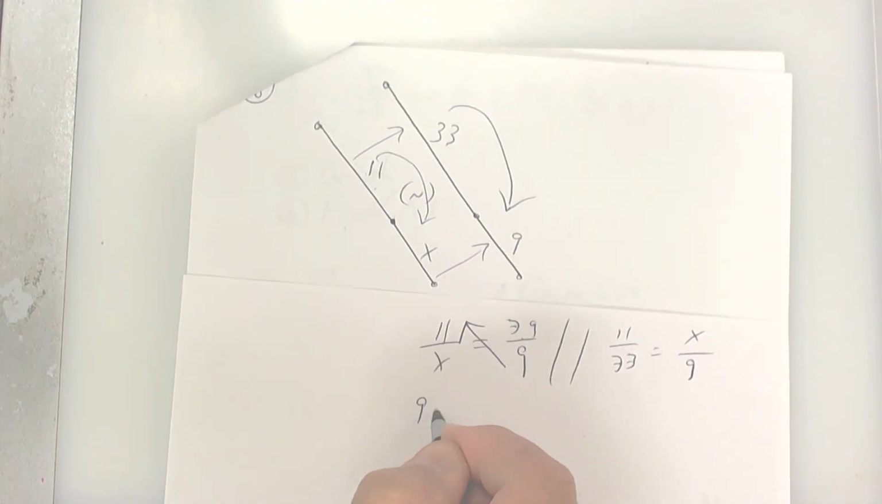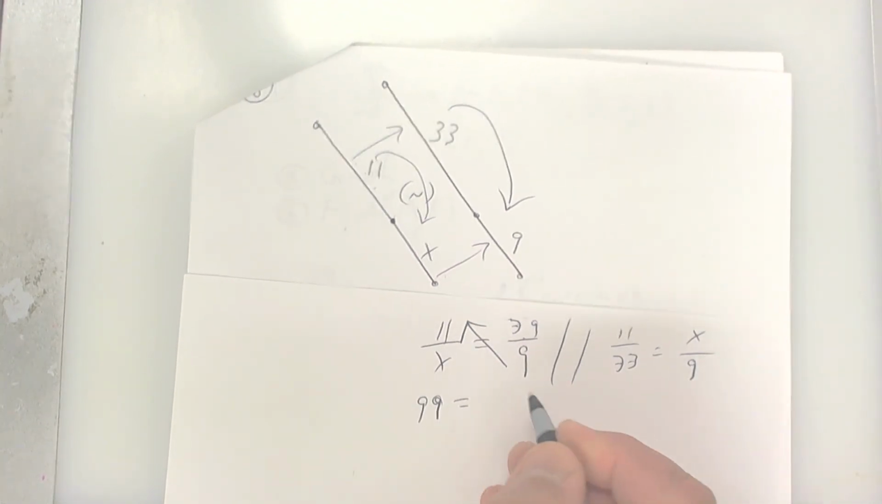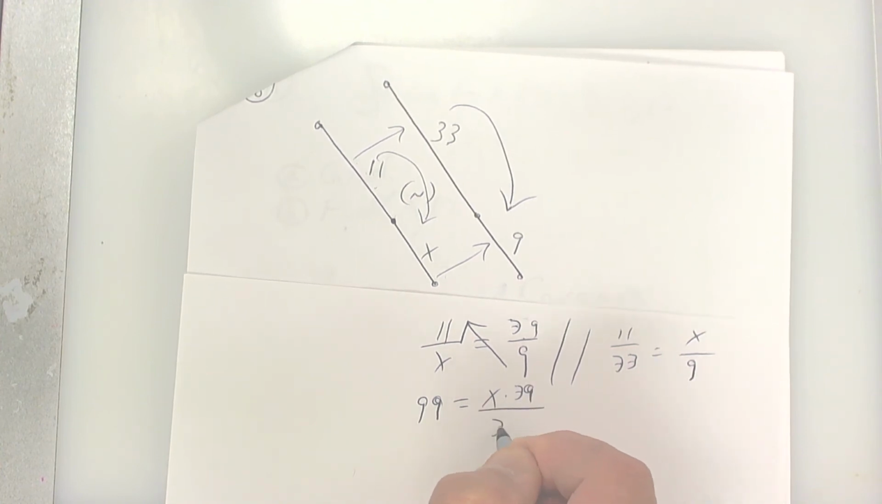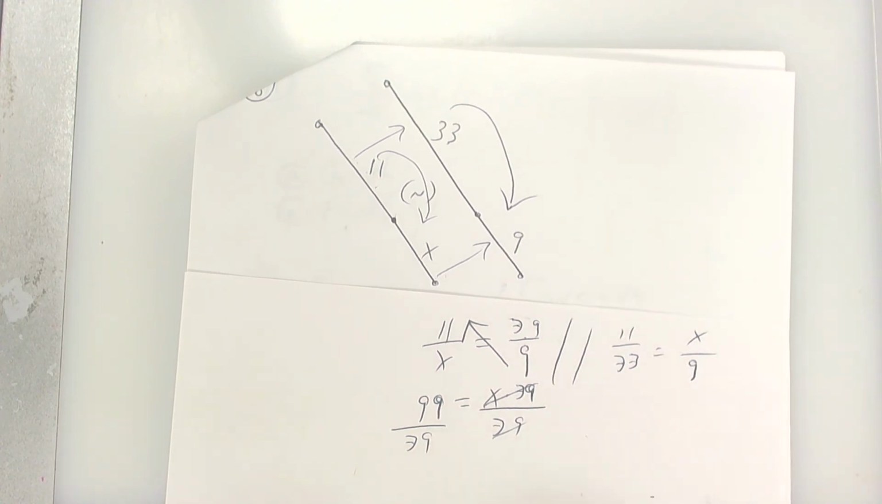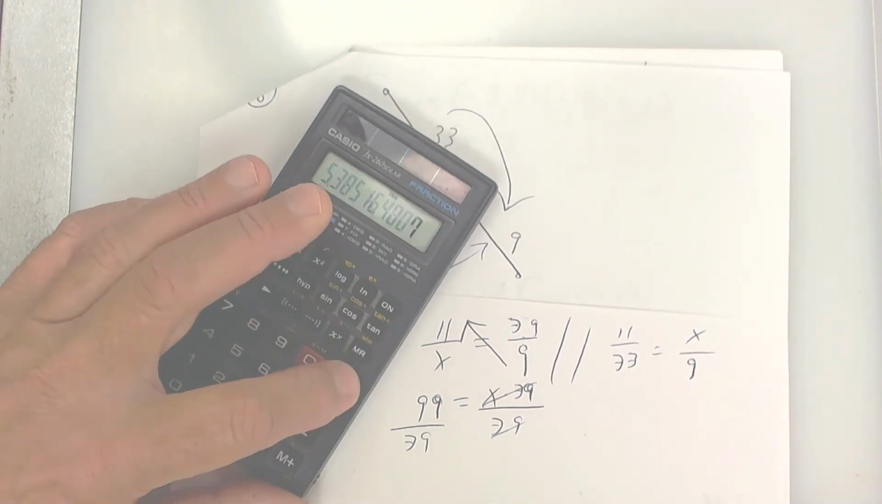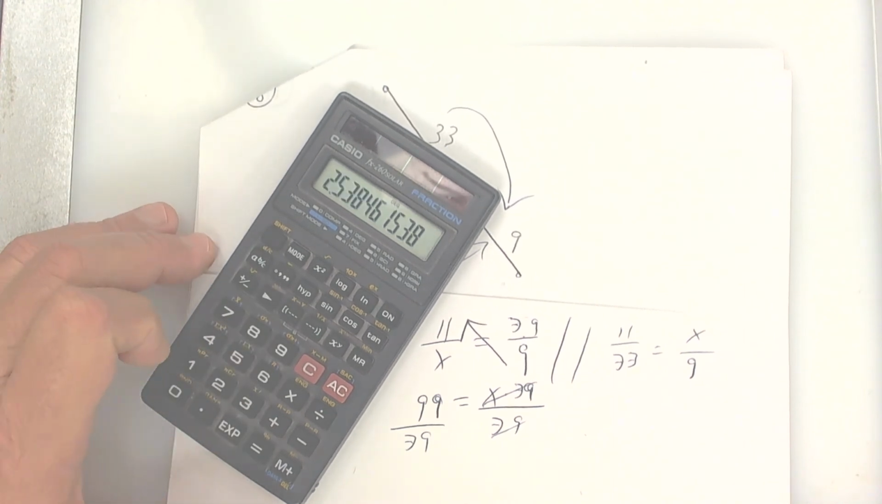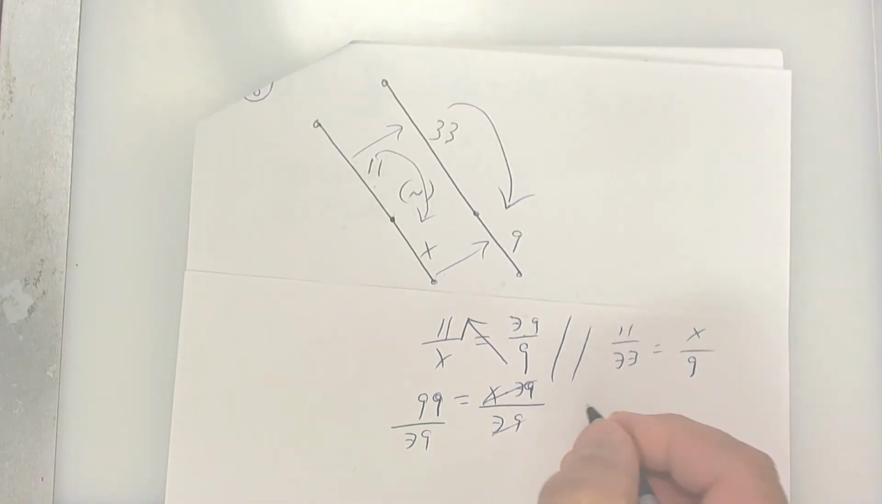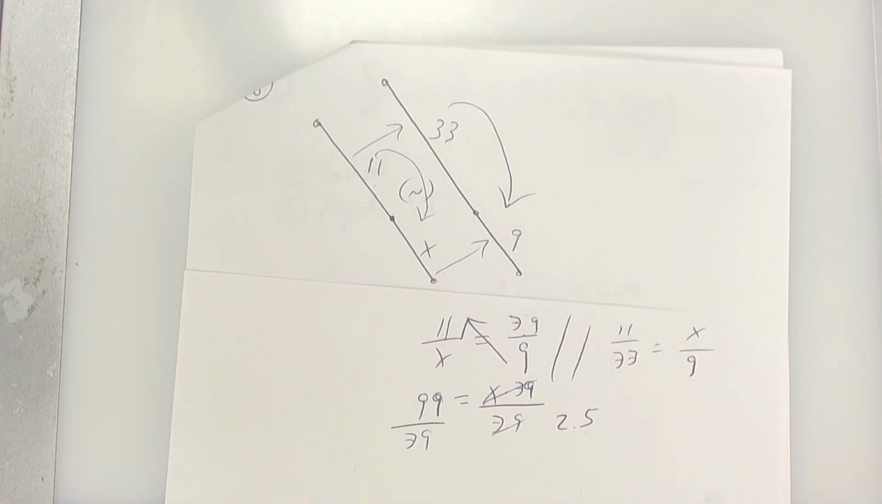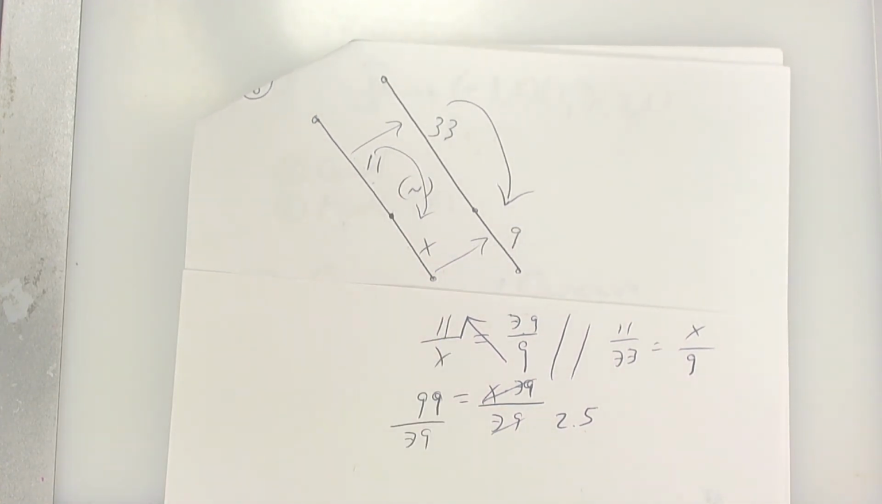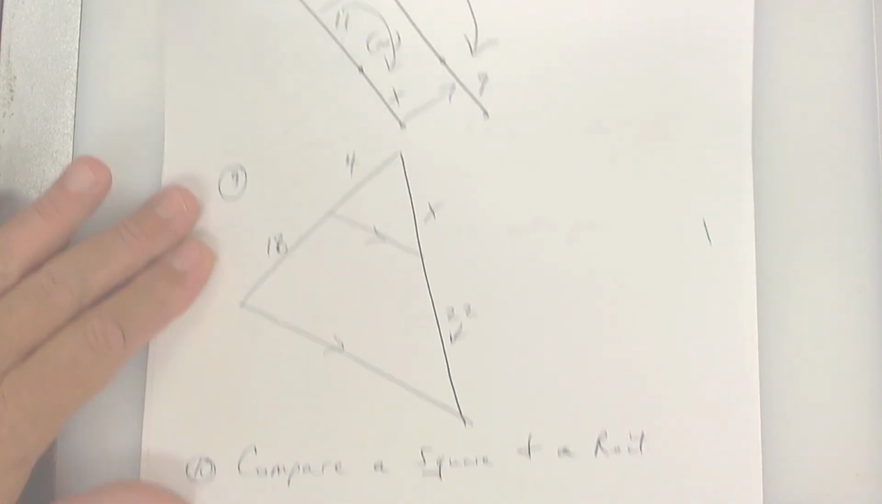So that's going to give you 99 is equal to X times 39. And then you're going to divide by 39. And when you do, you're going to get your calculator and work that out. So I don't know what it is. So 99 divided by 39. I get 2.53. But make sure you understand the pattern, okay? Top over bottom equals top over bottom. It's a proportion, okay? One more.